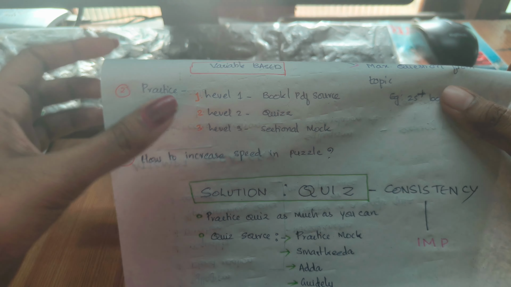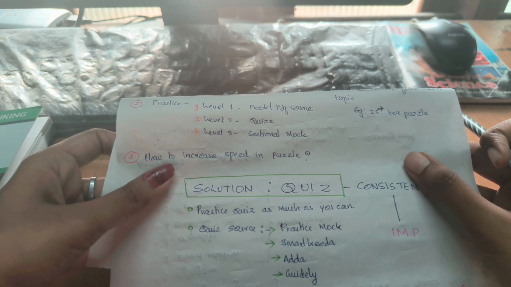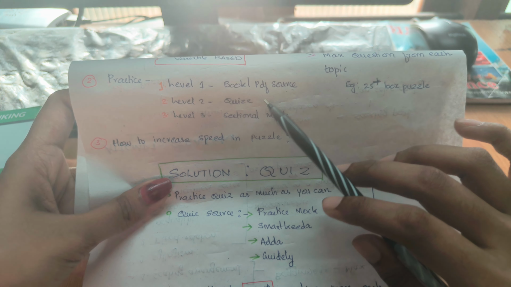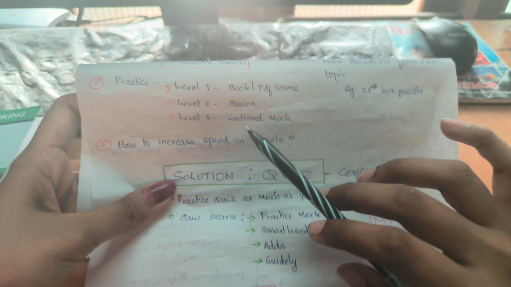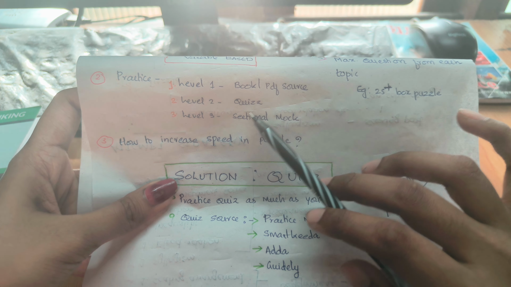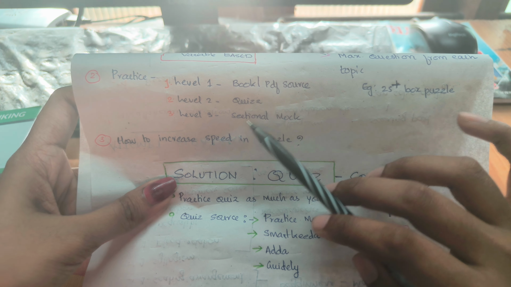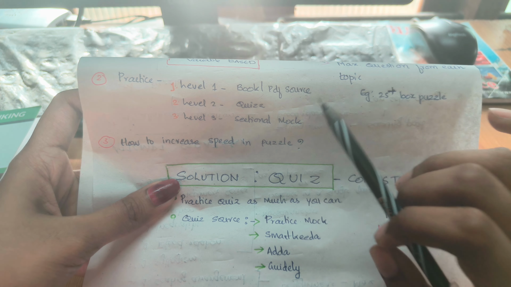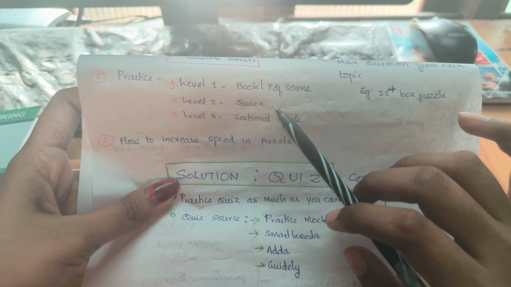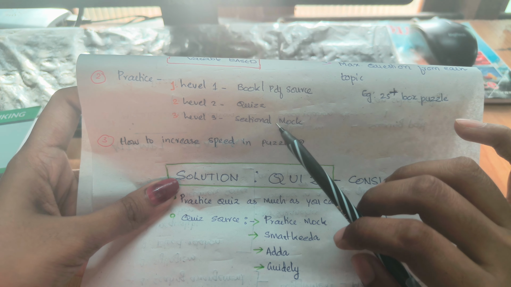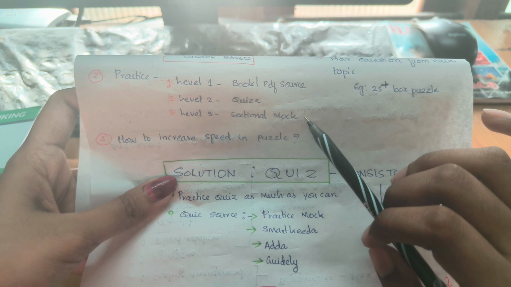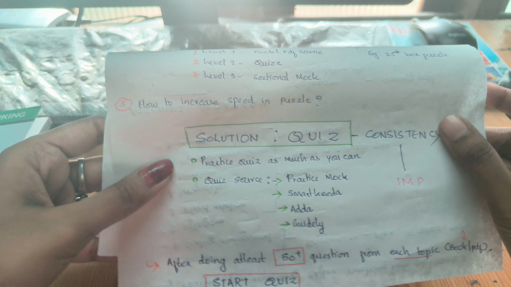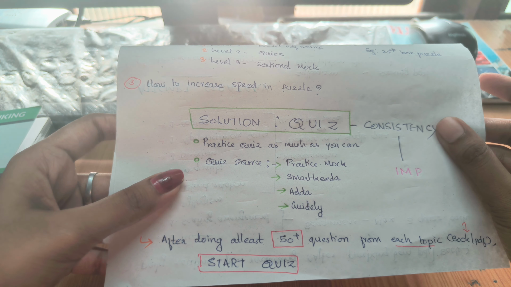And level 2 of your practice is quizzes. After doing a maximum number of questions from your book or PDF source, you need to start doing quizzes. Okay, quizzes will help you to do the questions as fast as possible. And after doing quizzes, as level 3, you can go for sectional mocks for testing whether you have improved or not. Okay, and how to increase speed in puzzle, is there any trick?